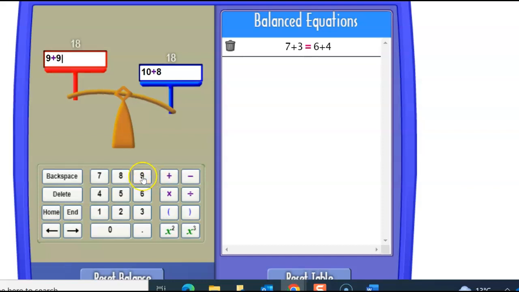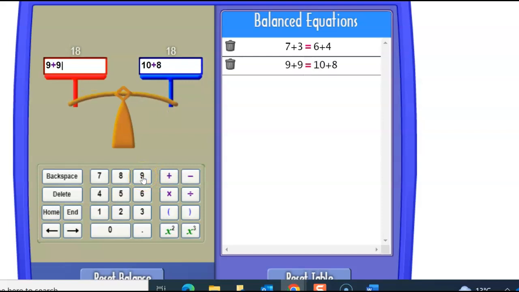Absolutely. That missing add-in is 9. So 9 plus 9 equals 18. And 10 plus 8 equals 18. Let me reset that balance scale.